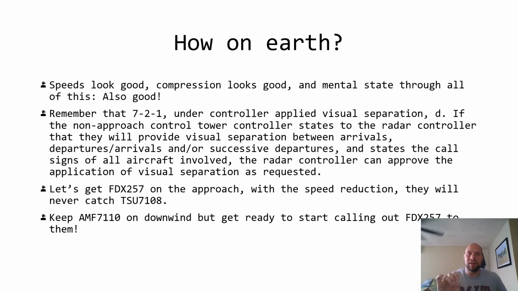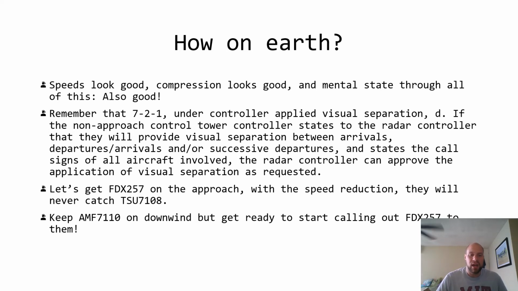Controller applied visual separation can be very helpful in this instance when the succeeding aircraft does not have the preceding aircraft in sight. In this case, Transauto 7108, we talked about that. We knew that the chances were not in our favor for them to see Flight 7120 right away. This is a good way out. So good job. Let's get FedEx 257 on the approach with the speed reduction.